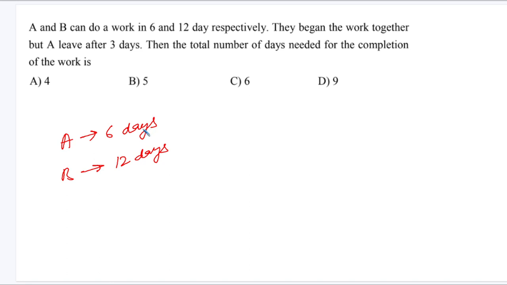Now, my method will remain the same. I'll assume the work as some value divisible by the numbers in the question. Try to take the minimum possible number.